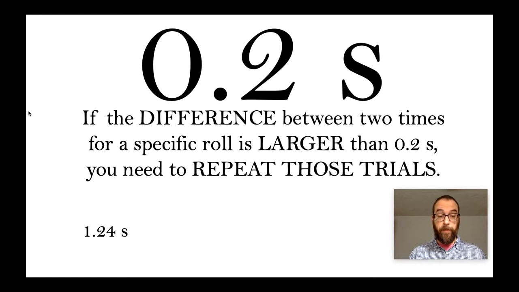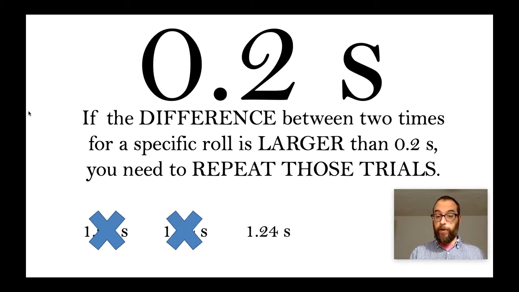For example, if you measured 1.24 seconds and the second person measured 1.54 seconds for a single roll, that's 0.3 seconds difference. That's not just uncertainty. That means someone's not timing right. That is an error. You need to throw those trials out and do it again. If you got these 2 times the second time, those differences are only 0.1 seconds, so you can use those trials and move on to your next roll.